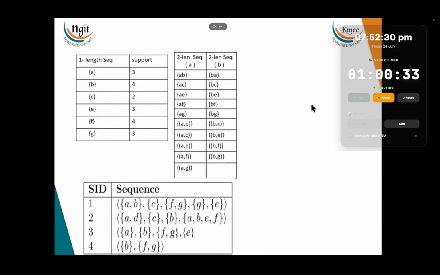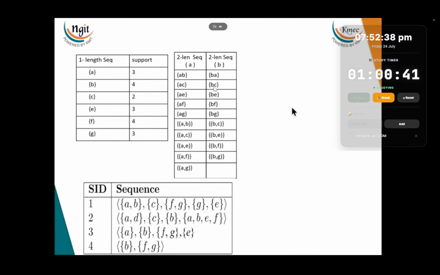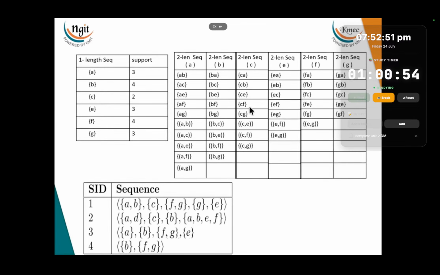Next, for the two line sequence for A, similarly, you need to find it for B. As I told you, A comma B is not equal to B comma A. Here, B, A will be the next sequence. Next, B, C, B, E, B, F, B, G. But we did not find B comma A. Why? Already A comma B is present in the two-line sequence of A. So if they are present in the same sequence, there is no need to write it again, it will not be repeated. In the same way, we'll create the two-line sequence for C, E, F, and G, all the elements. Whatever elements are present in the brackets will not be repeated.